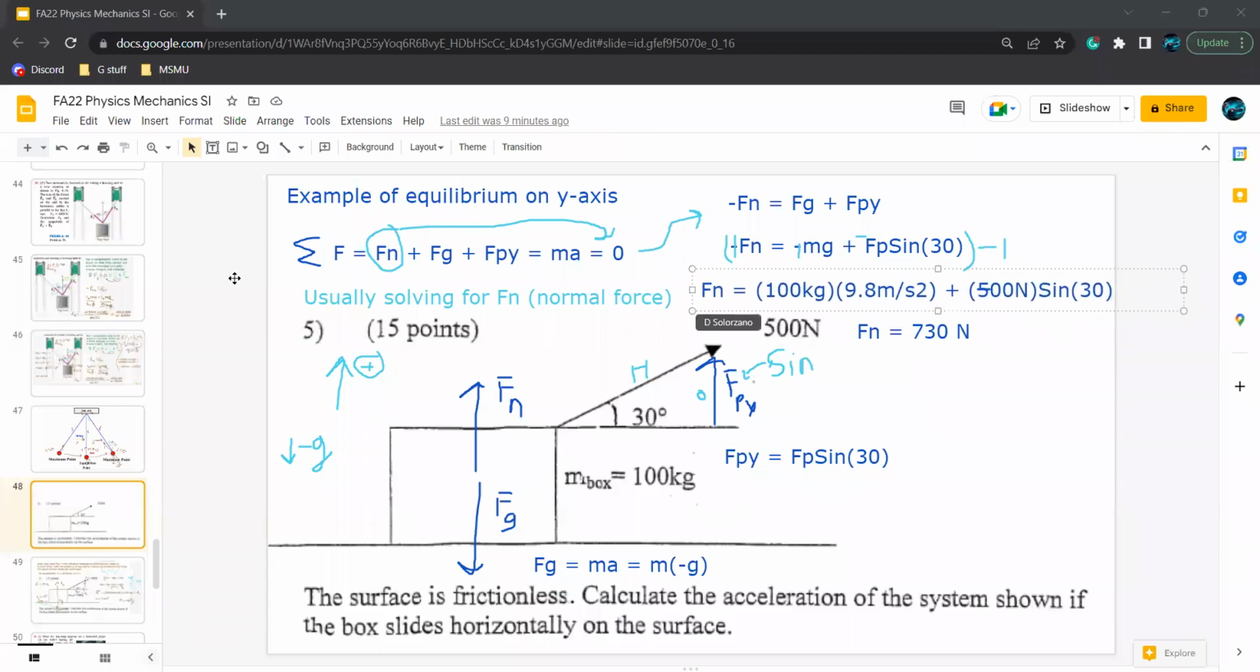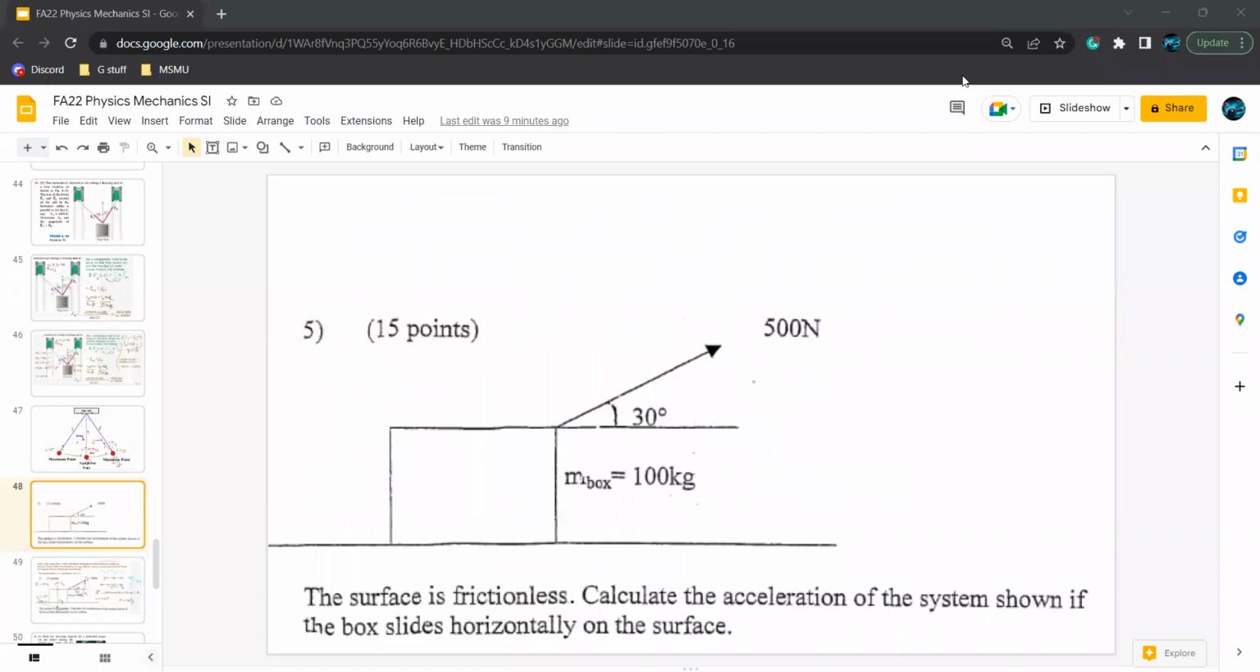And the same basic idea is used whenever you're solving for the normal force. Look at everything that's on the y-axis. If there's normal force, it's likely that there's no acceleration on the y-axis. So then you just assume there's no acceleration and you plug that in like that. Cool. So I'm gonna go ahead and clear these.